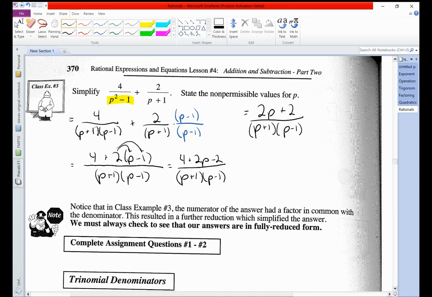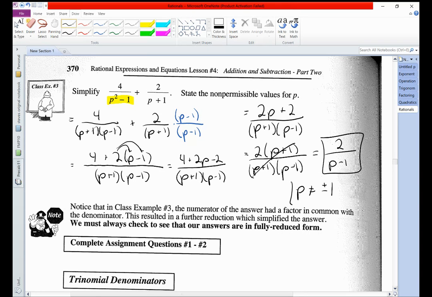And then you can actually factor the 2 out of that, out of the top there. So we have 2 times p plus 1 all over p plus 1, p minus 1. And we can cancel, but before we cancel, we need to define our non-permissible values. So we say p cannot equal plus or minus 1, and then we can cancel that out so that we get 2 over p minus 1, where p cannot be plus or minus 1.